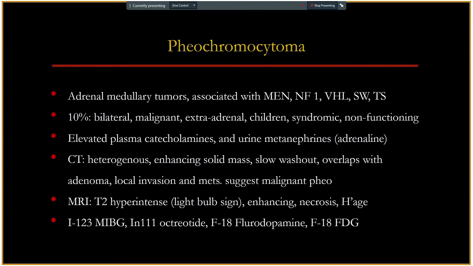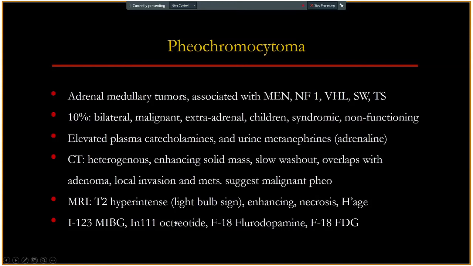On CT, pheochromocytomas are heterogeneous. They're seen as enhancing solid masses with slow washout. Their absolute and relative washout ratio overlaps with an adenoma. Local invasion and metastatic disease suggests a malignant pheochromocytoma.